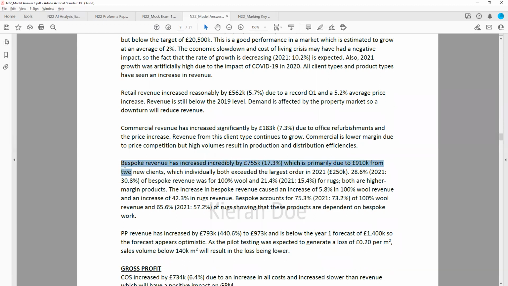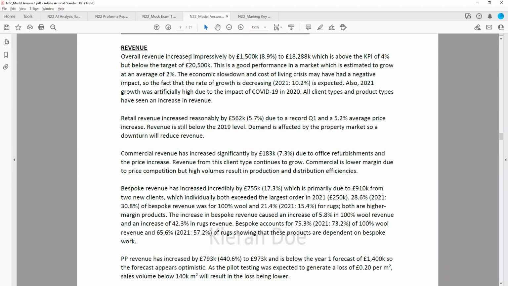And of course, with Bespoke, so again, Bespoke has gone up. Every time we're saying increase, but try and give some opinion, impressively, reasonably, incredibly perhaps here. I think that's quite incredible, 17.3% growth. I was probably running out of words a little bit there, which is primarily due, and of course we've got the reason from the exam paper. So they've got the revenue from the two new clients, which individually both exceeded the largest order in 2021.